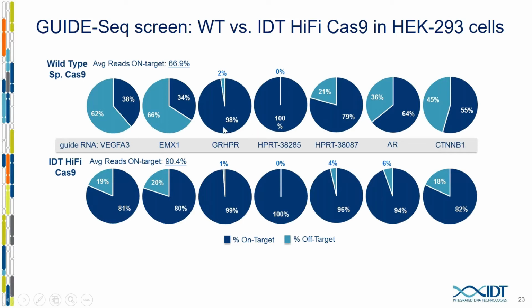Moving to the right, there are 2 guides, DRHPR and the HPRT 38285 site. These guides, for whatever reason, are inherently low off target, so probably no HiFi needed. But the following 3 guides are sort of an intermediate level where you've got 79, 64, and 55% on target. And in every case, the IDT HiFi brings that up quite a bit.